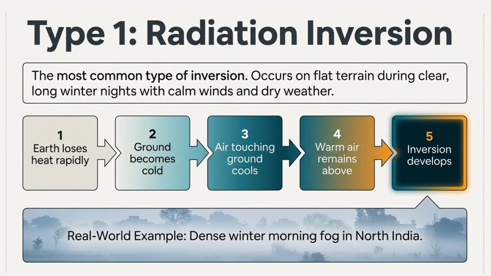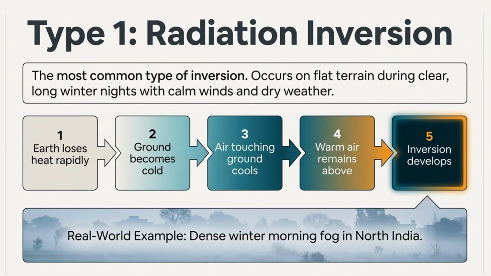First, after sunset, the earth loses heat very quickly. Second, the ground becomes cold. Third, the air touching the ground also becomes cold because it receives less heat from the surface. Fourth, the air above remains warmer because it does not cool as fast. Finally, this creates a layer of cold air near the ground and warm air above it. This is called radiation inversion.